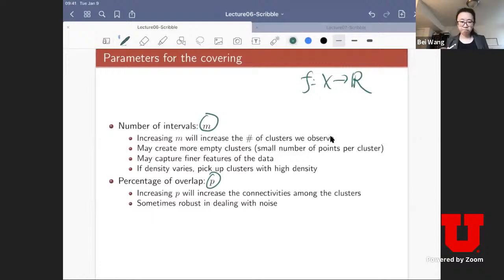Percentage of overlap: if I increase the percentage of overlap of the intervals, I'm going to impose more relations between the clusters, right? And sometimes it can be robust to dealing with noise to increase the percentage of overlap a bit. Of course, on the other extreme, if I have a really tiny amount of overlap like this much, then you might get a very disconnected representation of your data. If your density is rather small, then you might get disconnected pieces of your mapper graph.